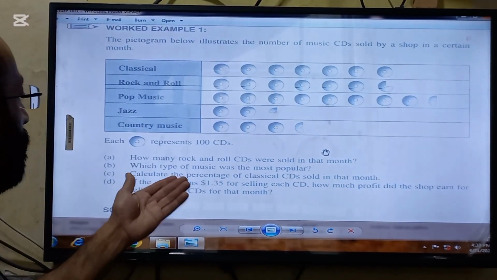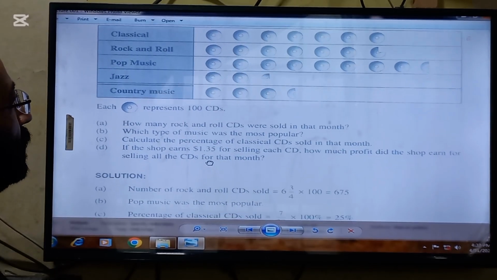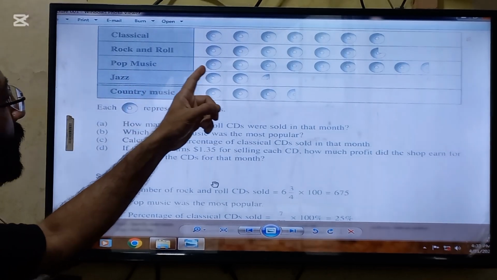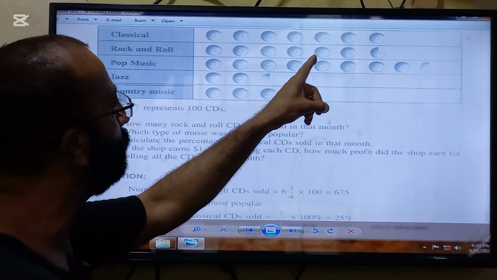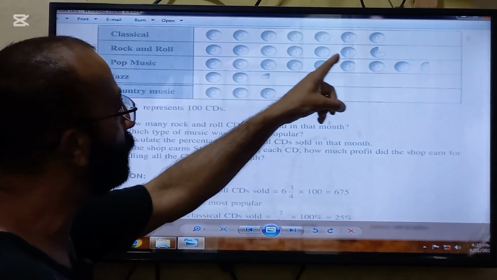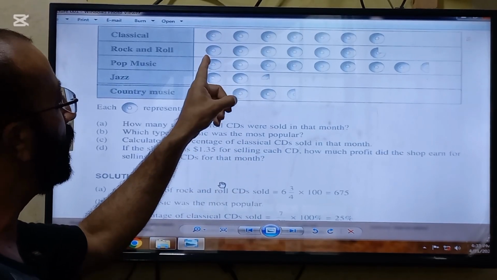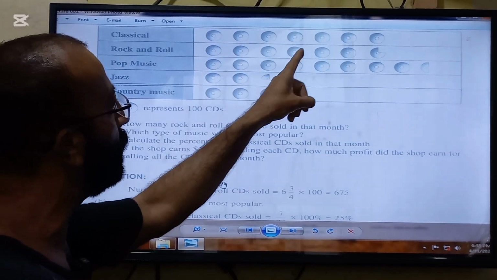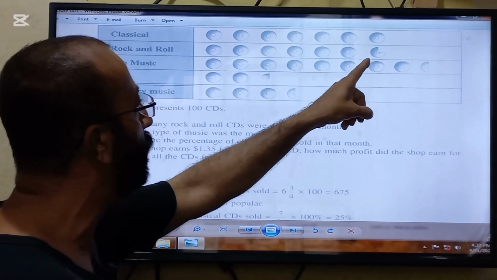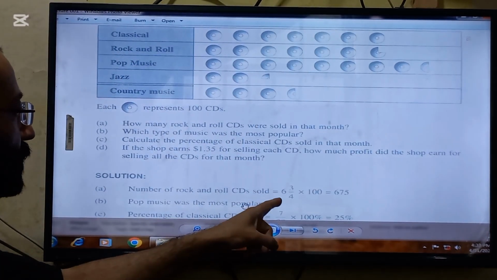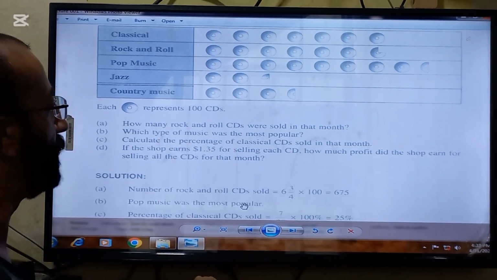The first question is, how many rock and roll CDs were sold in that month? Here are rock and roll. The CDs represented in rock and roll are 1, 2, 3, 4, 5, 6. Six are full figures, and one figure is 3 by 4 of the full. So we will multiply 6 whole number 3 by 4 by 100. Solve it on the calculator. You will get an answer of 675.